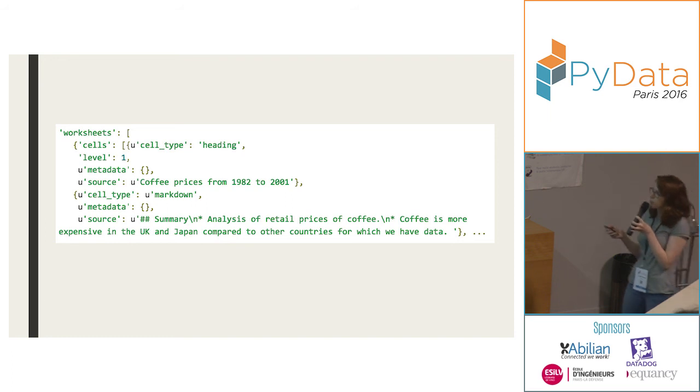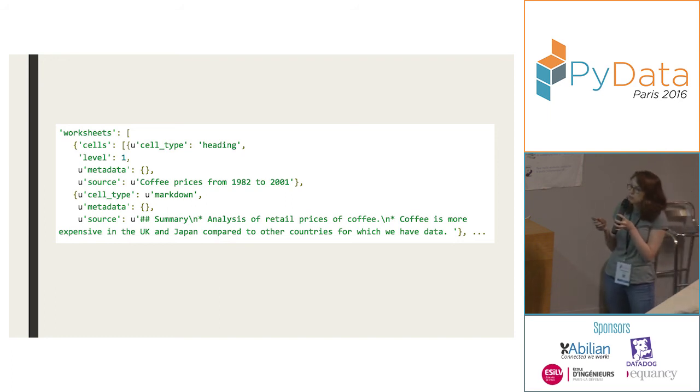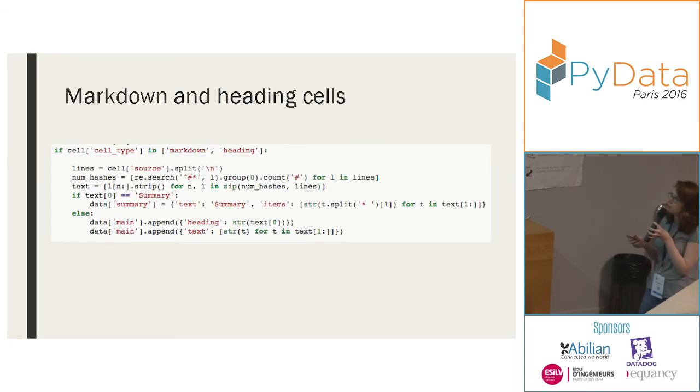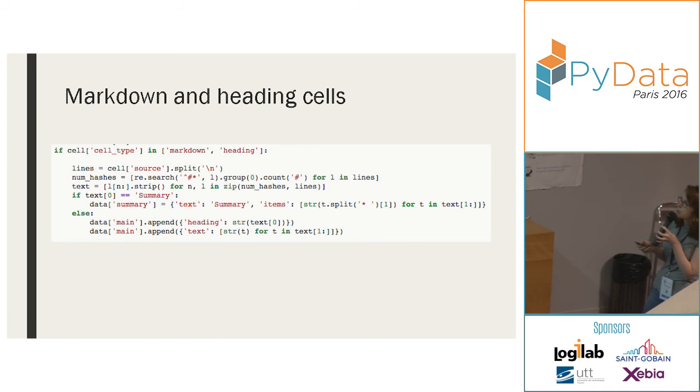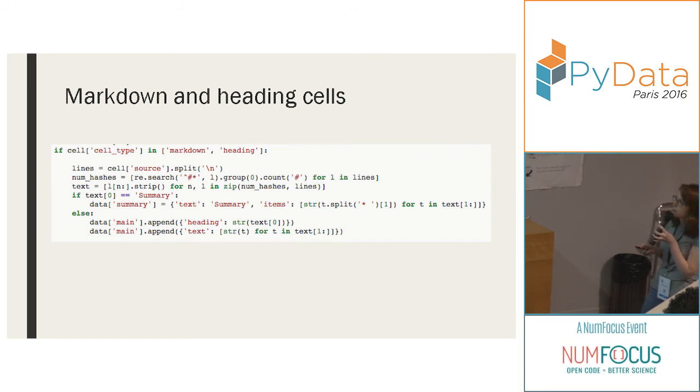So what I'm going to do is write some Python code to extract the information that I want from this variable. I'm not going to go through this in much detail, but if the cell type is markdown or heading, then I'm just going to extract the text. I'm going to use some regex to deal with extracting bullet points, and I'm going to save all this within a Python dictionary called data.